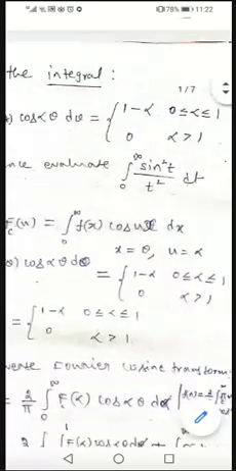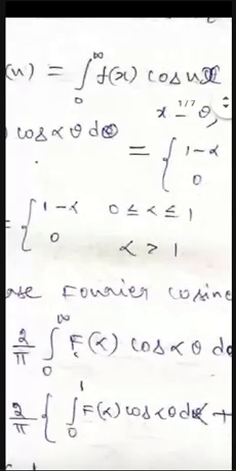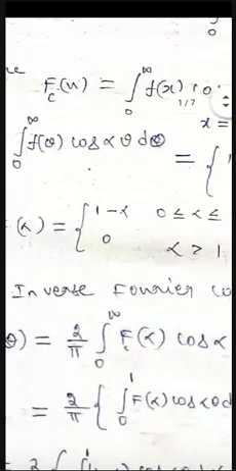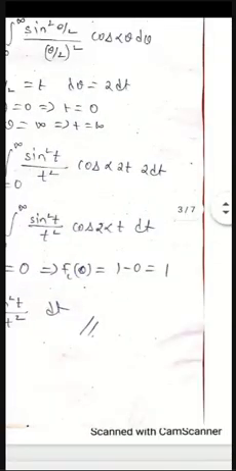F_C of alpha is the given problem. That is, F_C of alpha is 1 minus alpha whenever alpha is 0. So you can put 1 minus alpha, but the alpha value is 0 there. That's 1 minus 0, and that value is 1.